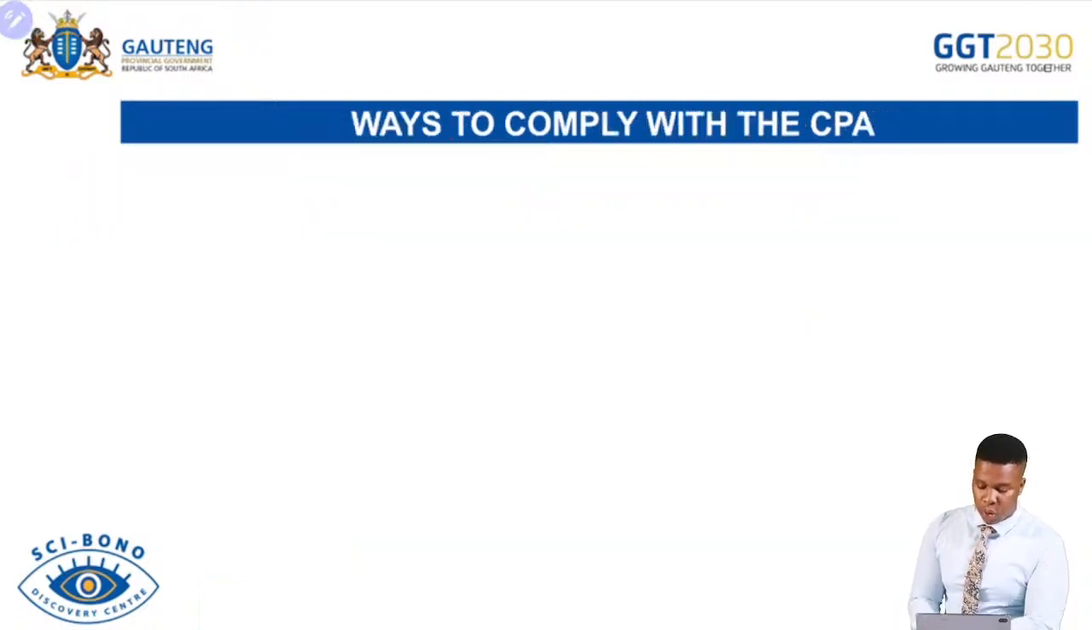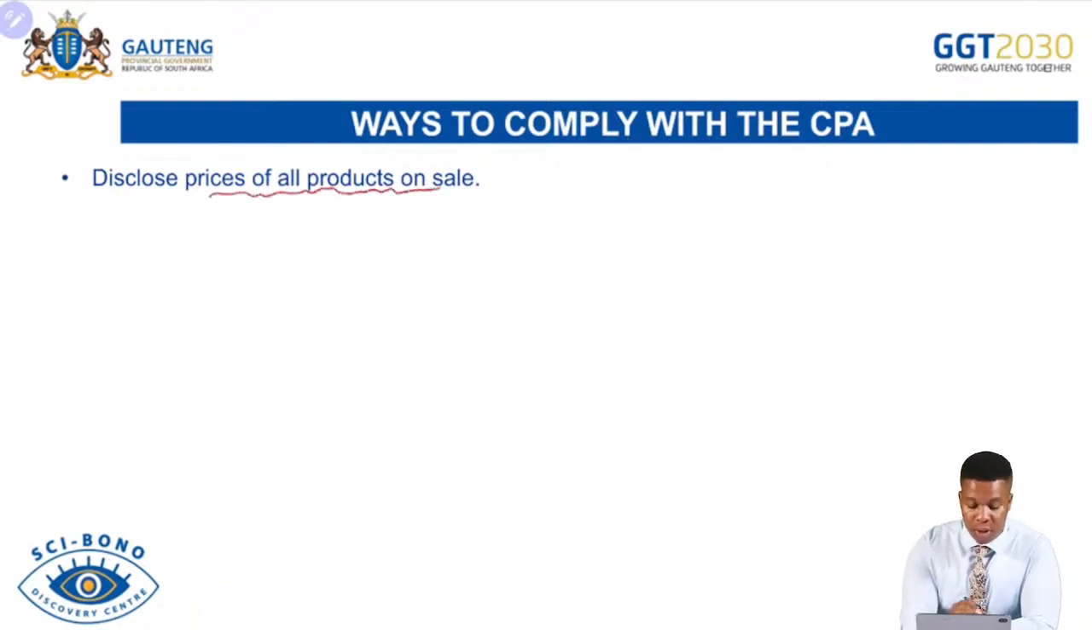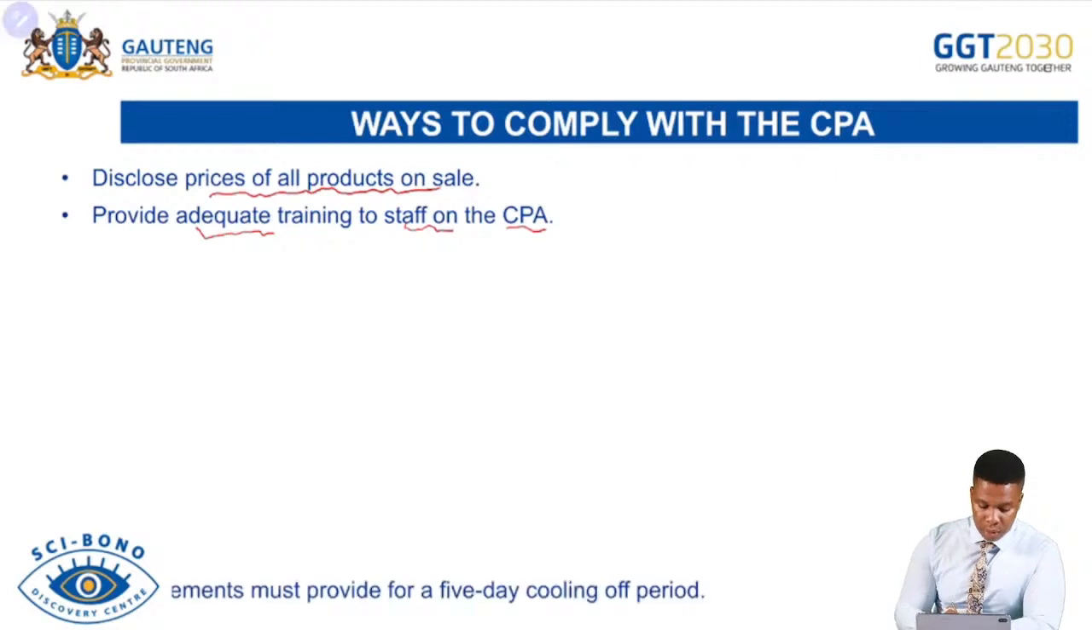Now let us look into ways in which a business can comply. One, a business should disclose prices for all products on sale. So whenever there's a sale, they need to show the prices of those goods. Another way to comply: provide adequate. What does the word adequate mean? Provide enough training to staff on the Consumer Protection Act so that they know the consumer rights and are well informed as staff of the business.